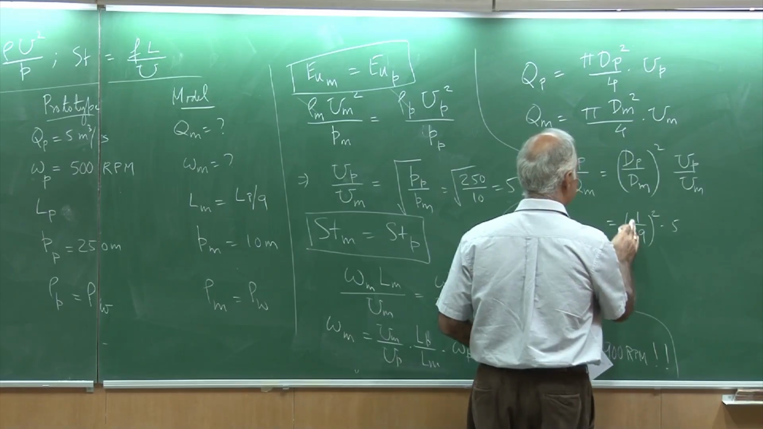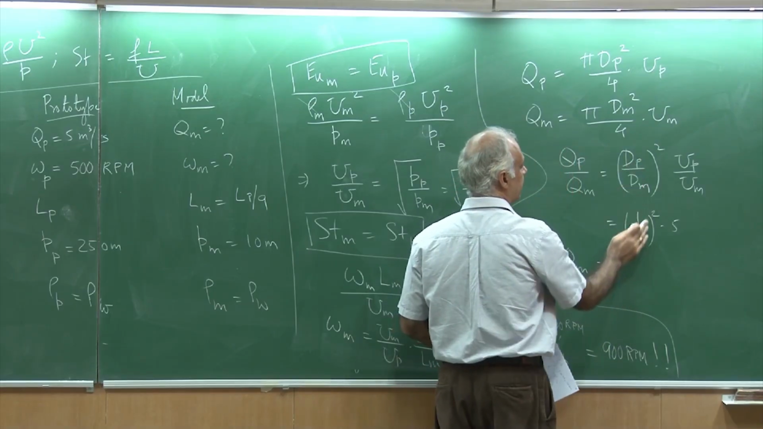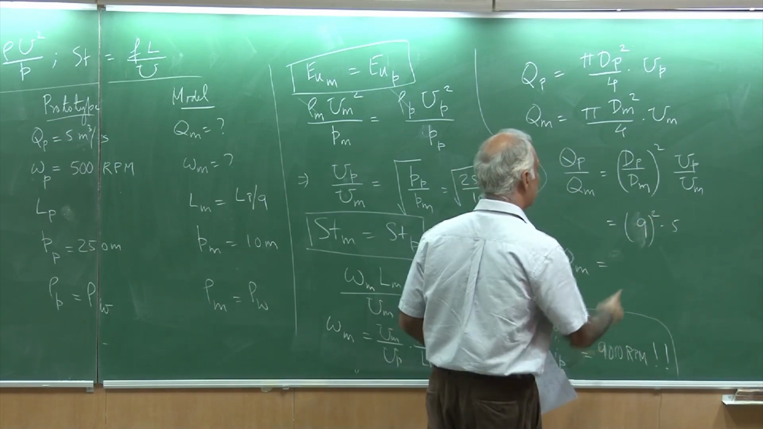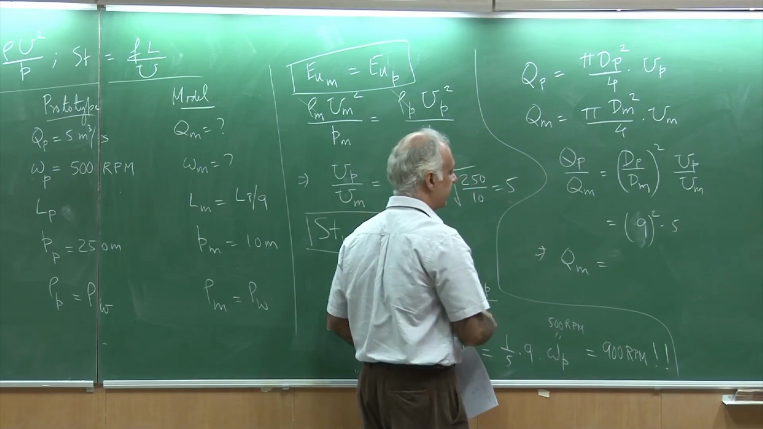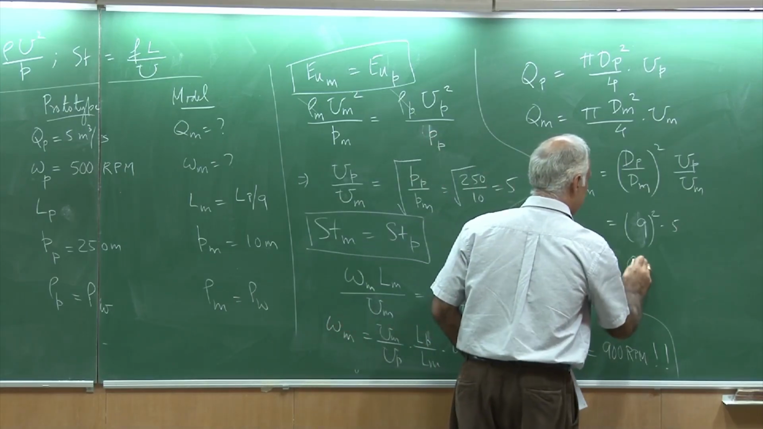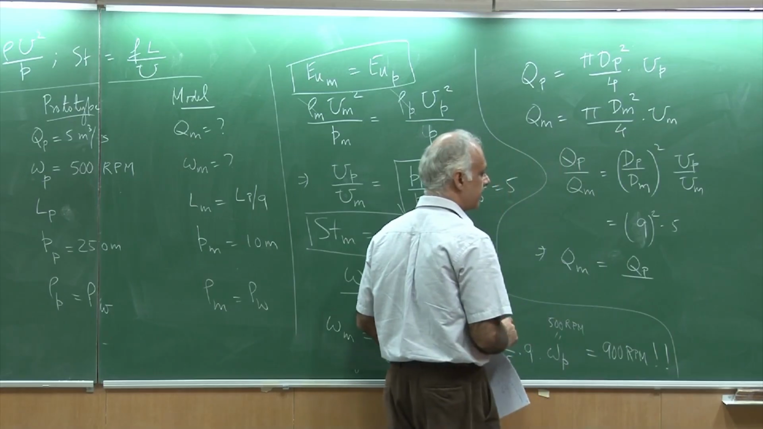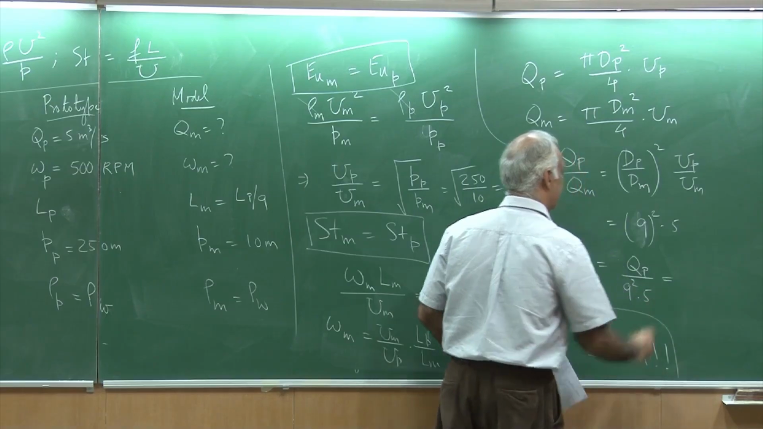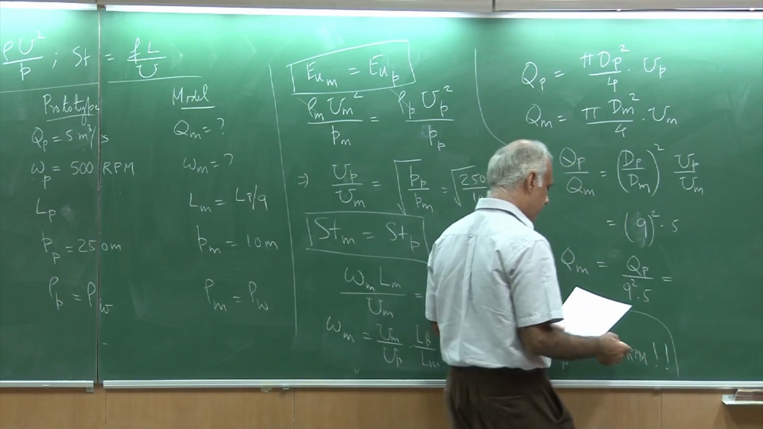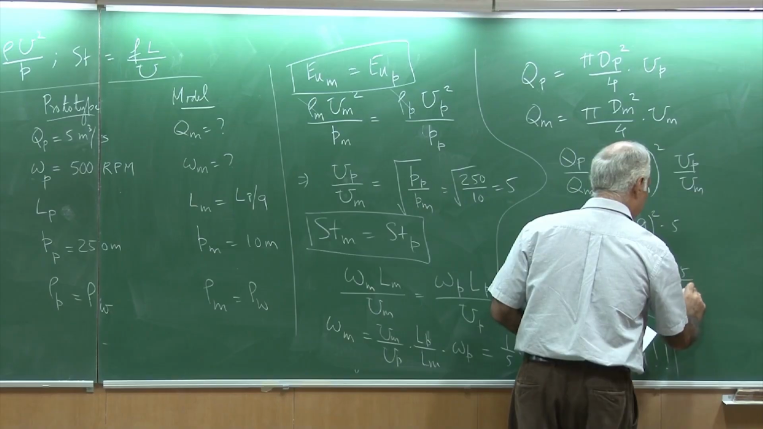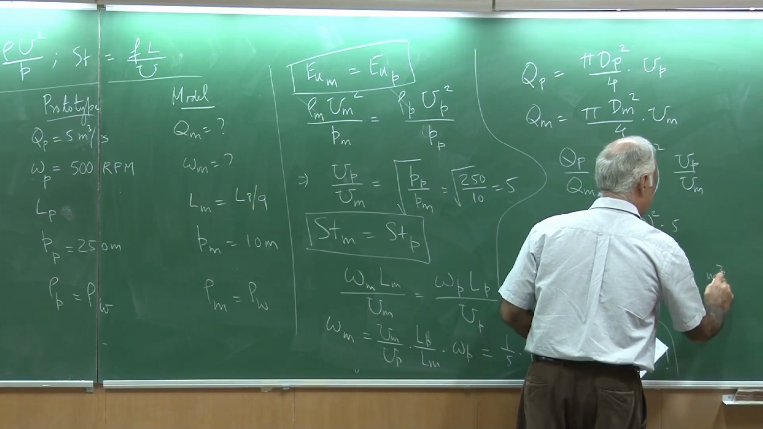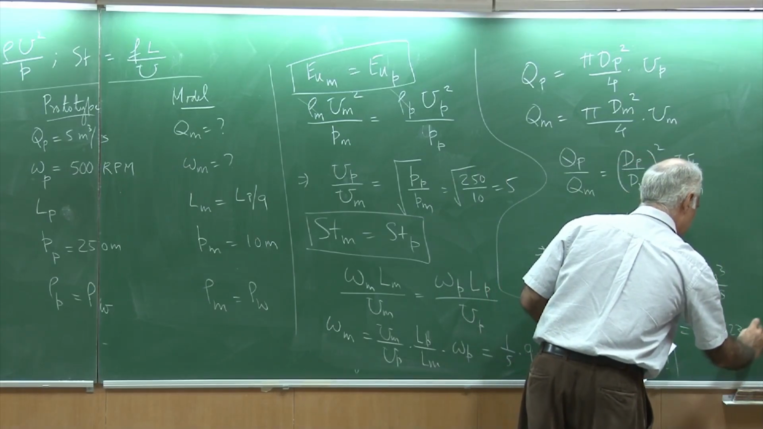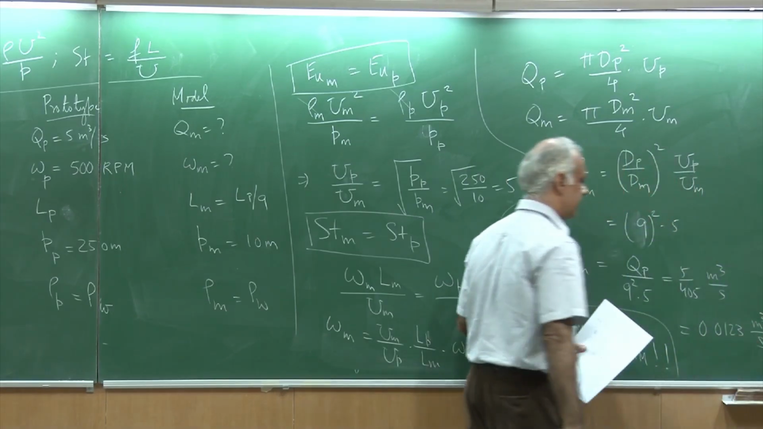I have made a mistake here, sorry. The prototype is, so this is actually 9, and up by um is of course 5. So, Q model is Q prototype divided by this quantity 9 square times 5, and you can work it out. This would be about 5 by 405 meter cube per second, which is 0.0123 meter cube per second.